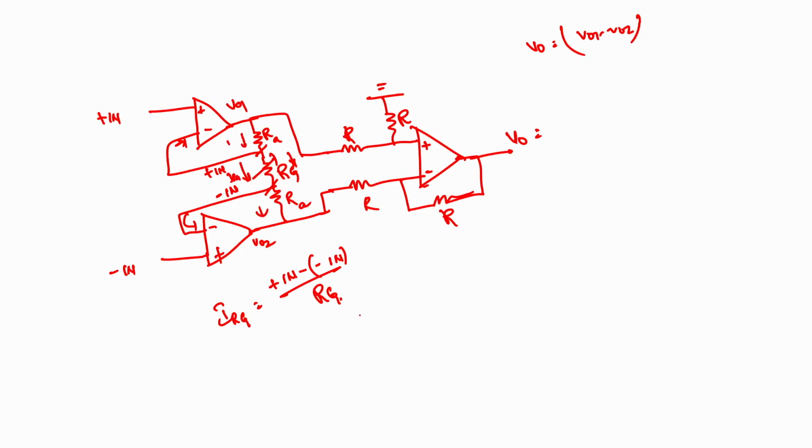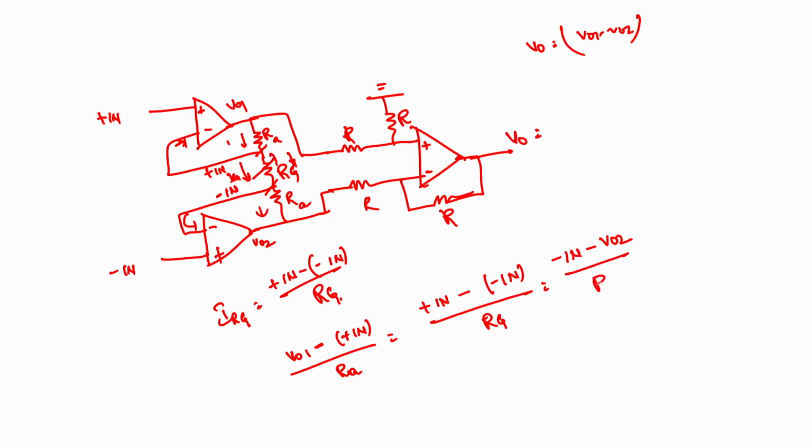So, now we can say VO1 minus IN plus, divided by RA, is equal to IN plus minus IN minus, divided by RG, is equal to IN minus minus VO2, divided by RA.